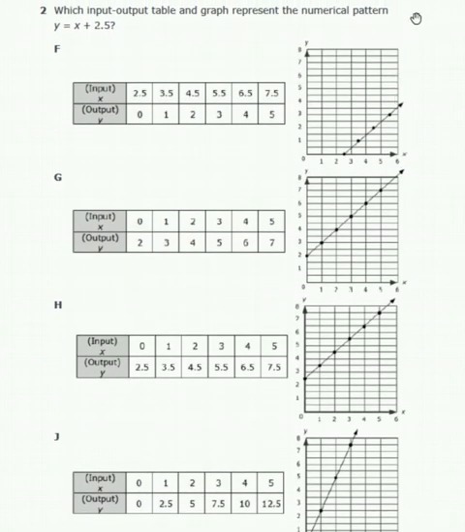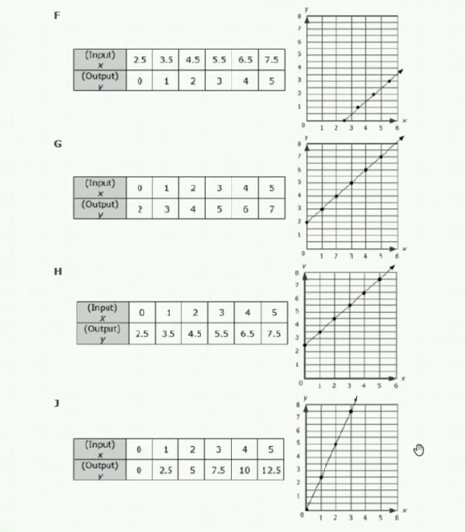Question 2. Which input-output table and graph represent the numerical pattern y equals x plus 2.5? Table and graph F, table and graph G, table and graph H, table and graph J.